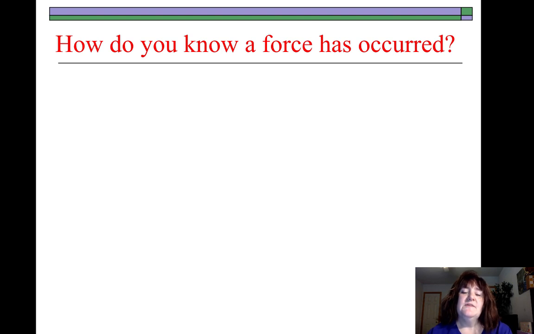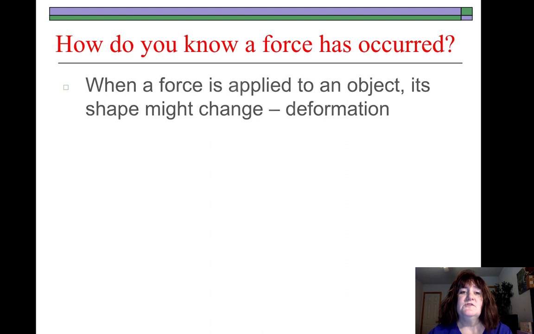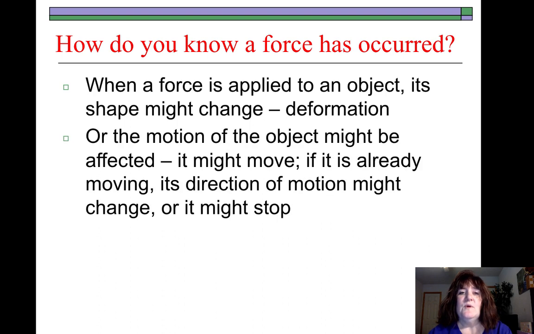So how do you know, this is after we've done the lab, how do you know a force has occurred? Well, there are two ways. One is when a force is applied to an object, its shape might change. That's called a deformation. And you saw that a little bit in the lab that you did. The other way you can tell a force has occurred is when the motion changes. It might move, it might stop, it might change direction. That way you know a force has occurred.